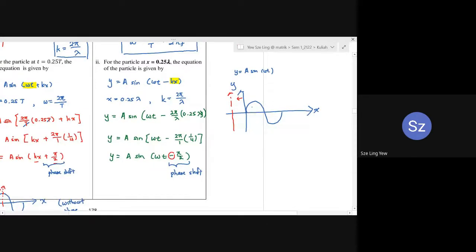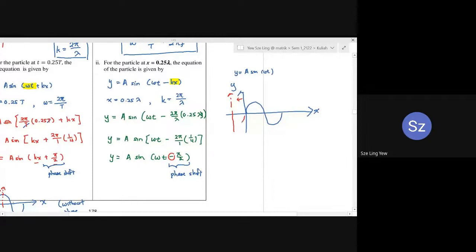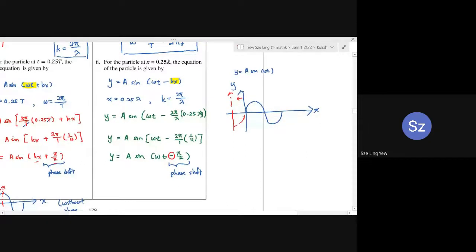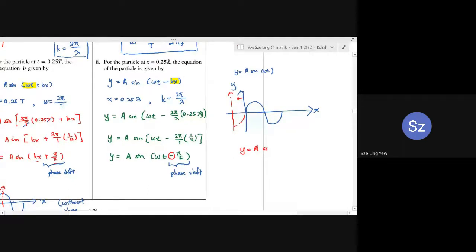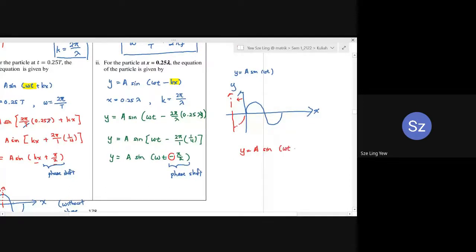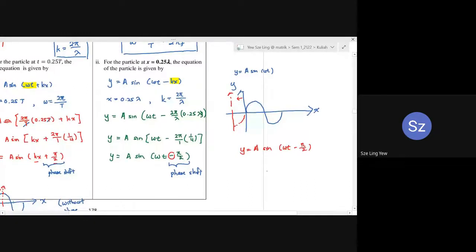And then I'm going to shift it by pi over 2. So what am I going to do? Basically, I just continue the graph. I just extrapolate, I just let it continue from the origin. So rather than moving the graph, you add the line. You add the line before the y-axis. So now my new graph, the graph for y equals a sine (omega t minus pi over 2), would be like this.